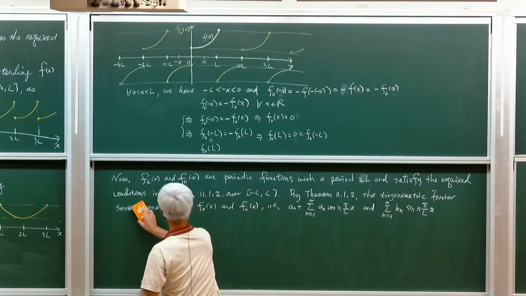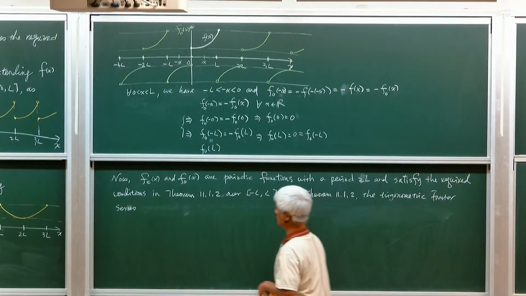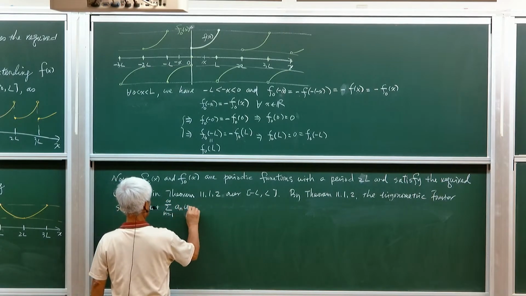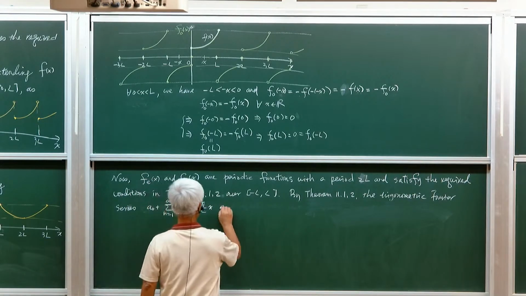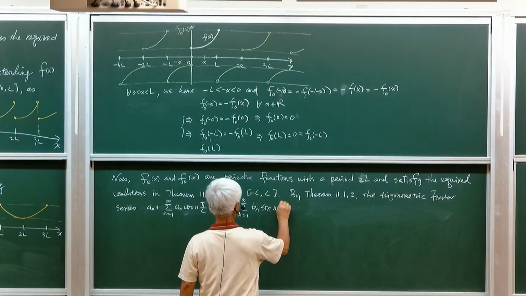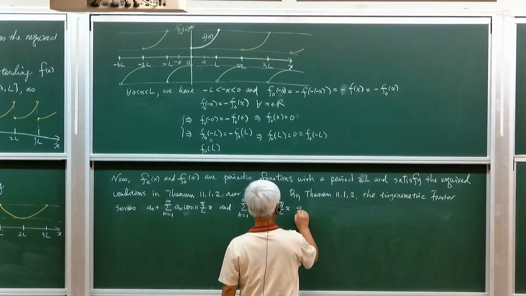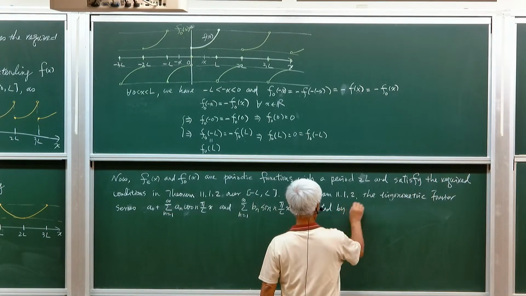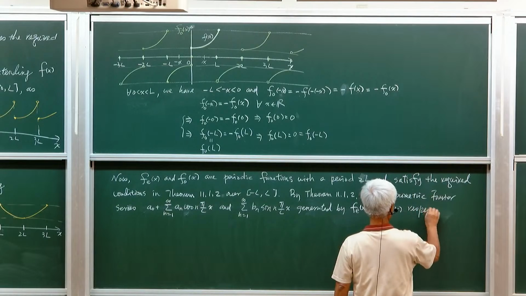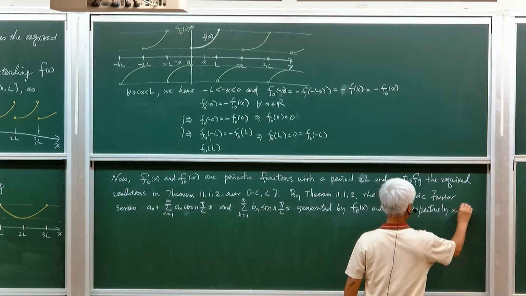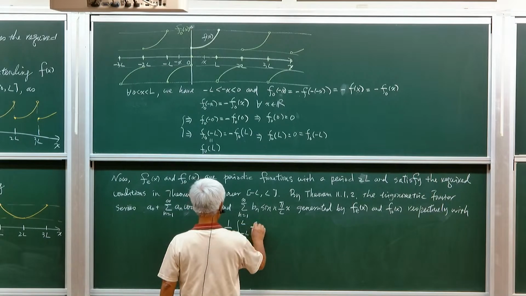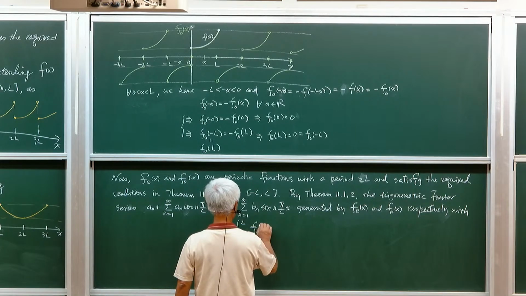Maybe I will write it this way. The trigonometric Fourier series, A0 plus summation n from 1 to infinity an cosine n pi divided by L of x and summation n from 1 to infinity bn sine n pi divided by L of x, generated by f e of x and f o of x respectively, with here we know that A0 is 1 over 2L and f of x.